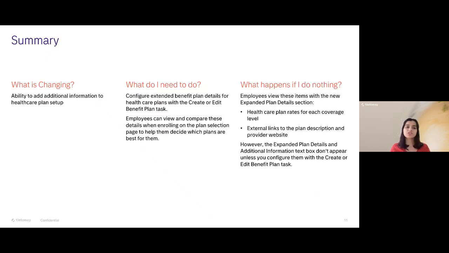So in a nutshell, what is changing? Workday now gives us the ability to add additional information to the healthcare plan setup. What you need to do is configure the extended benefit plan details, and then the employees can view and compare these details while they are enrolling in the plans. If you do not do anything, the healthcare rates that we saw and the external links and the provider website, these things would still be displayed, but the expanded plan details would not appear.